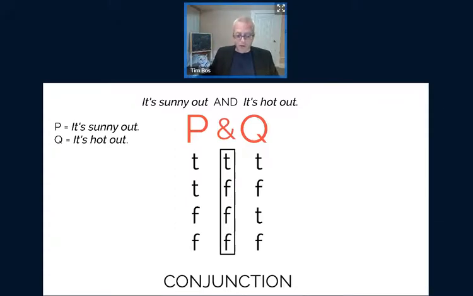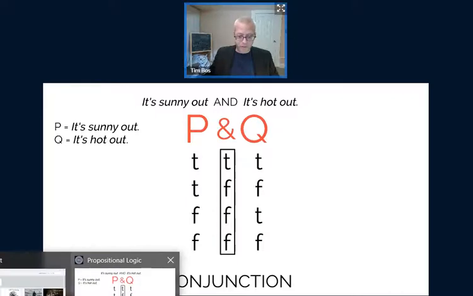Here, let me go to the actual thing so I can highlight where I am. So I'm right here, if you can see that. We're saying, let's suppose it is sunny out. Let's suppose that it's true that it's sunny out, and suppose that it's true that it's hot out.